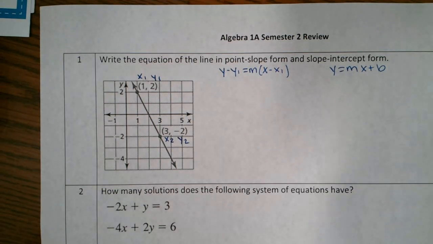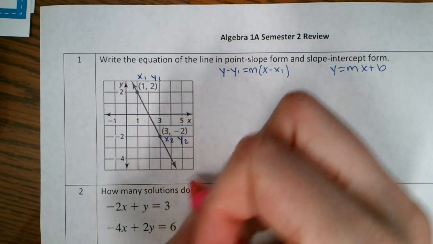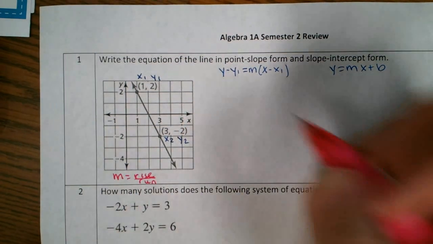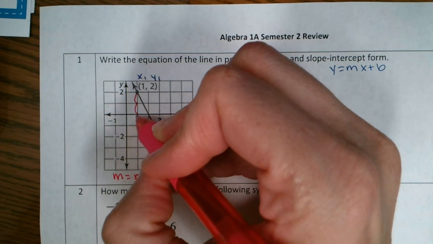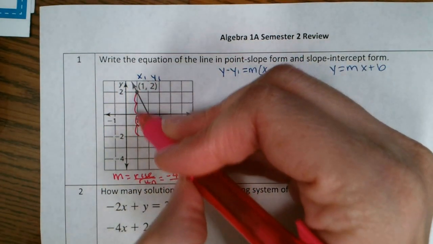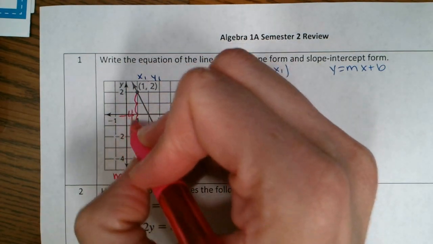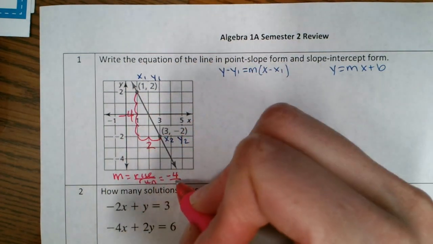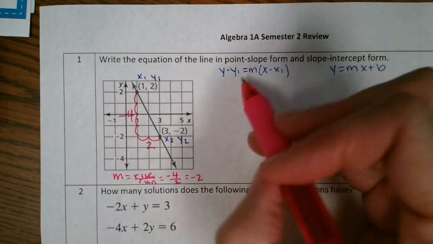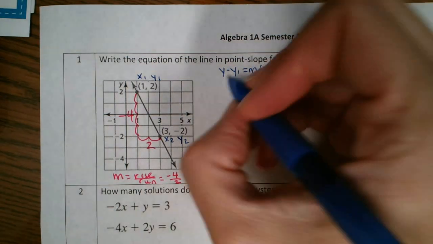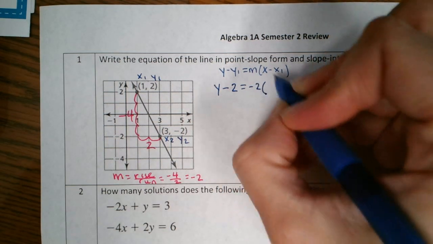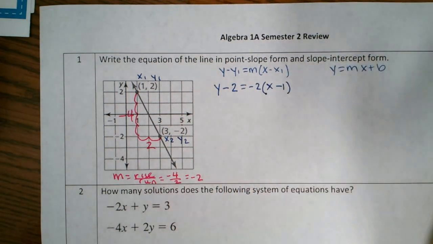I can get the slope by counting on my graph. Remember that slope is rise over run. So 1, 2, 3, 4. My rise is -4 because I went down 4. My run is 2. If I simplify that, I get -2. So I have everything I need to plug into this equation. Y minus 2 equals -2 times x minus 1.